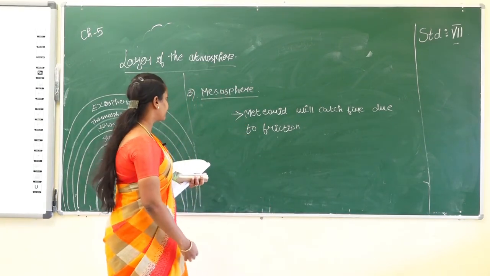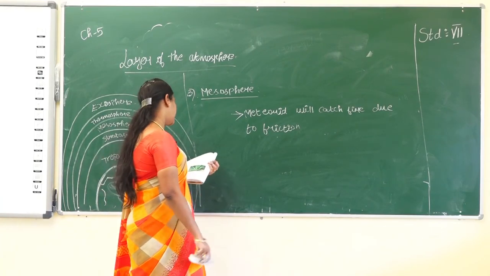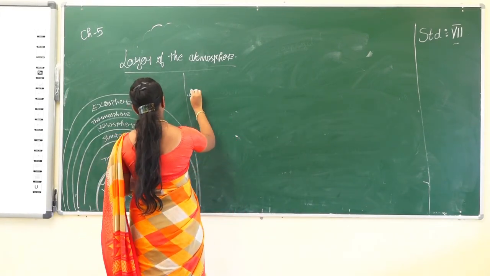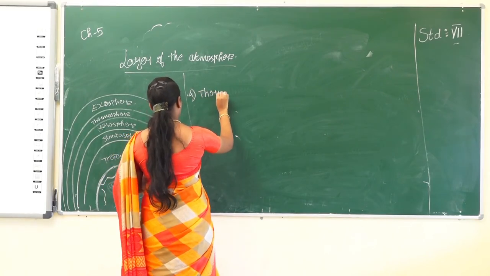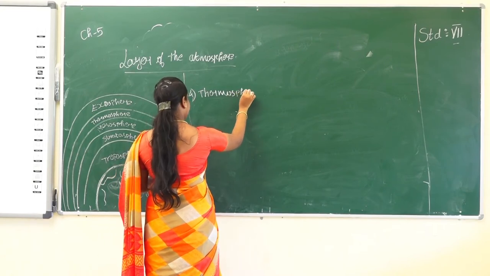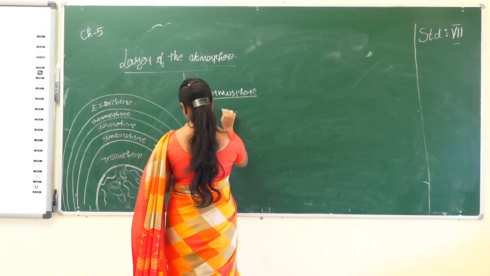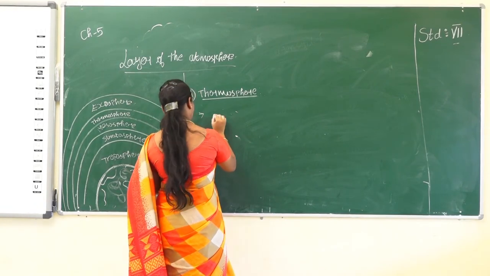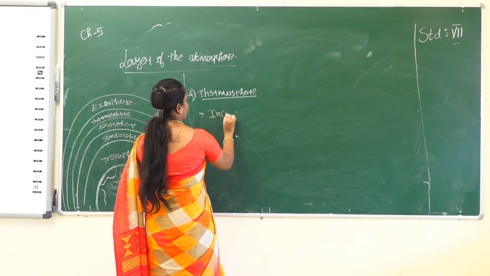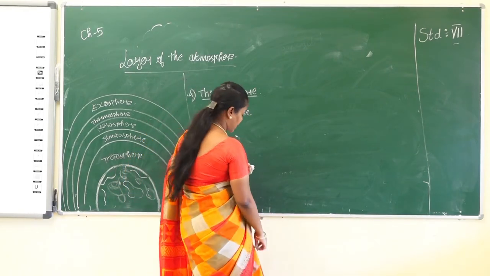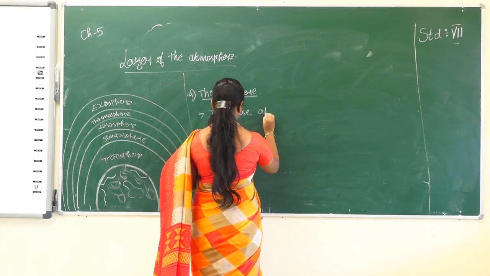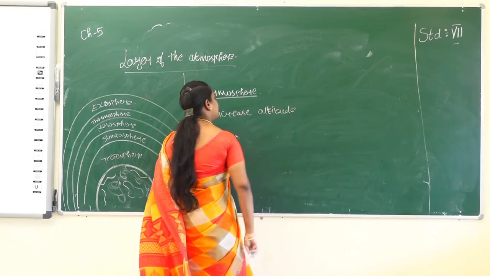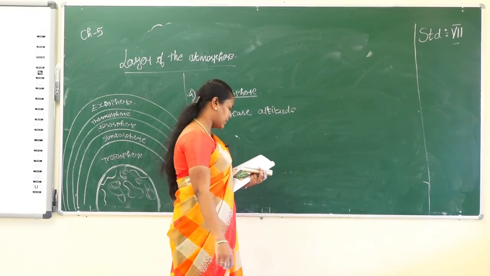Next, this was about the mesosphere. Next, we will see about the thermosphere. The fourth layer is the thermosphere. There will be an increase in the altitude. Altitude, name it once again, altitude. There will be an increase in the altitude.